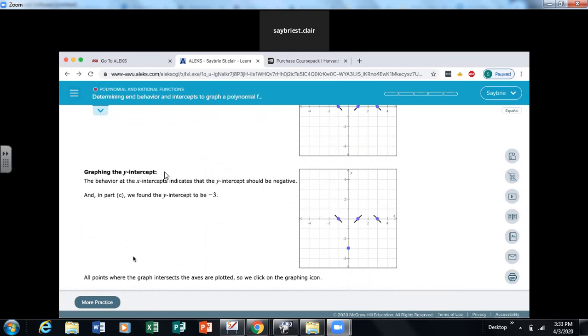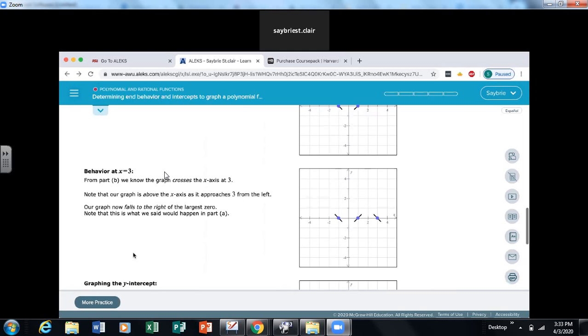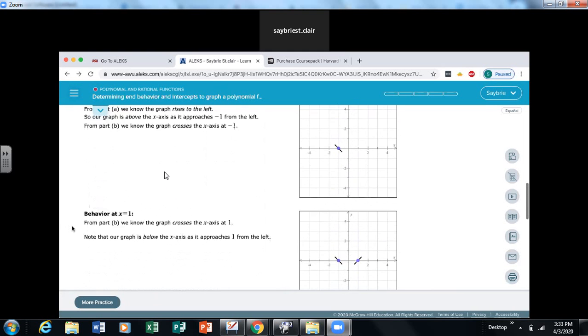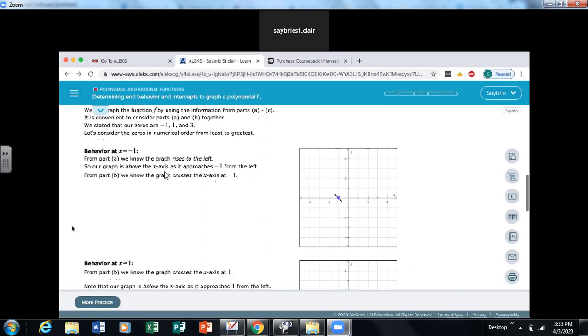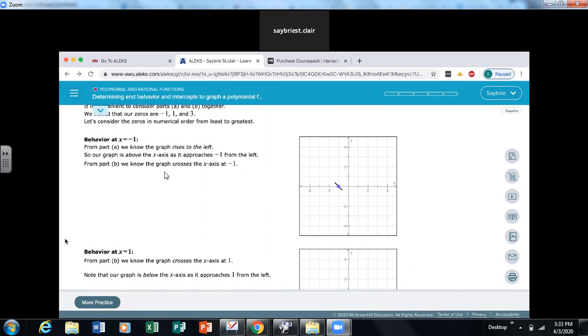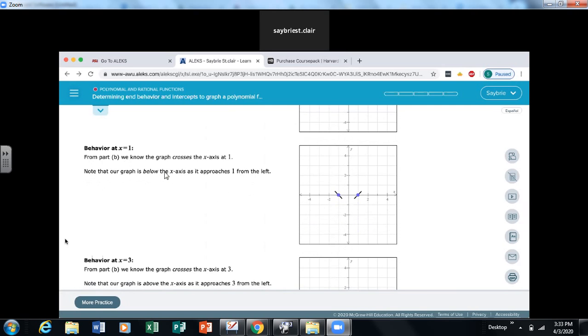All right, can you go up a little bit? I want to see the very first point there they plotted. All right, so we got that. You know, it rises to the left. All right, so behavior at 1. That graph is below the x-axis as it approaches 1 from the left.